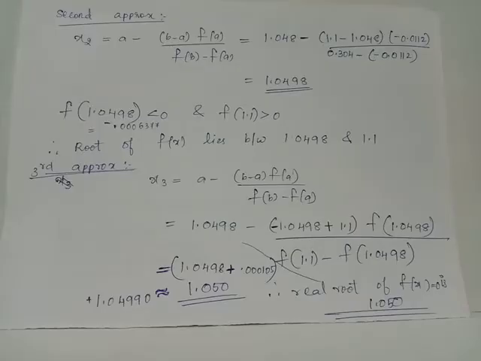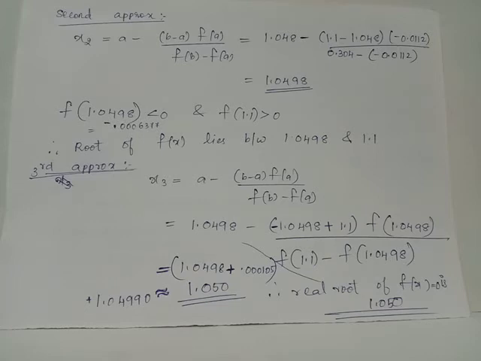We have the second approximation x2 = a − (b − a) times f(a) upon f(b) − f(a), where a = 1.048 and b = 1.1. f(a) = −0.0112 and f(b) = 0.304. With these values, we will get x2 = 1.0498. Now we will compute f(x) at x = x2 = 1.0498. We obtain at x = x2, f(x) is negative.